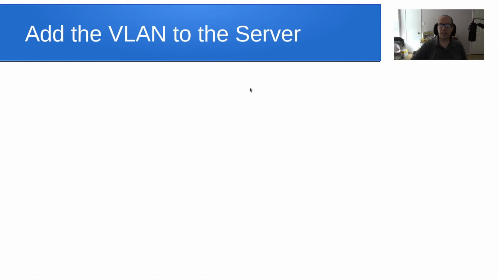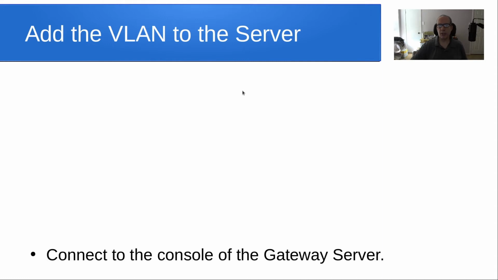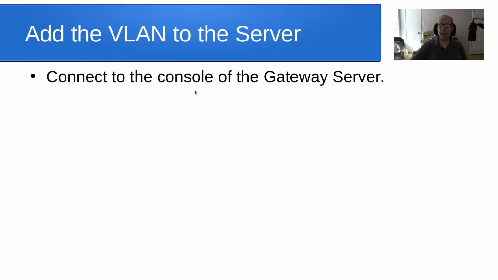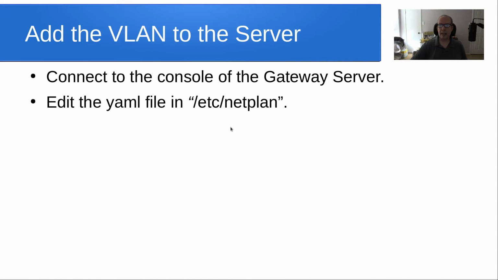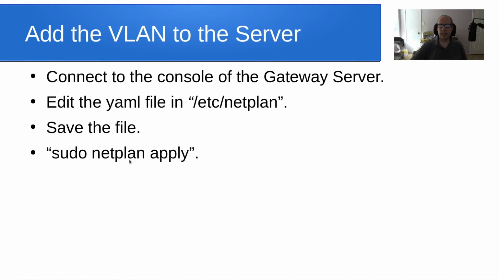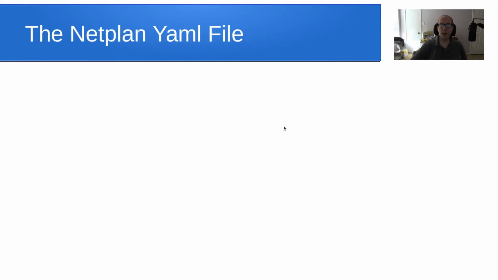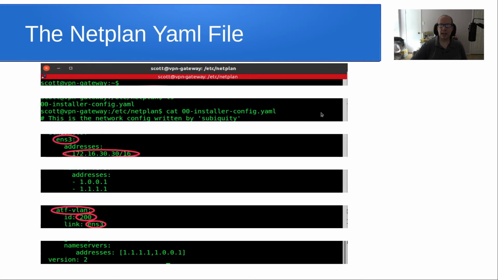Okay, the next step is to add the VLAN to the server. So you're going to connect to the console of the gateway server. We're going to edit the YAML file, which we find in /etc/netplan. The name of your YAML file may differ, and you'll have to use sudo to edit the file. We'll save the file after editing it, and then we'll do a sudo netplan apply to have the changes take effect.